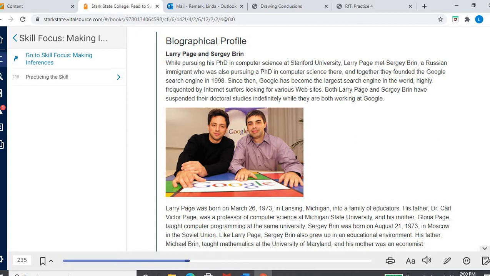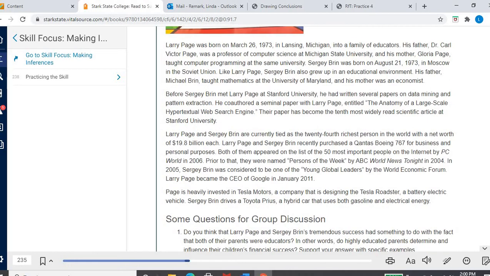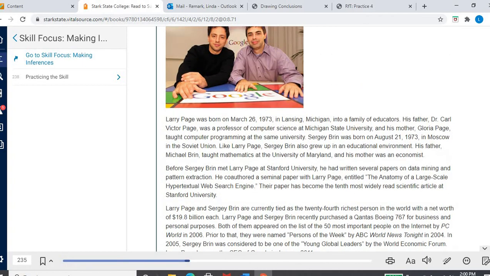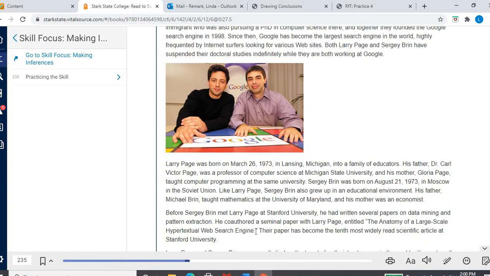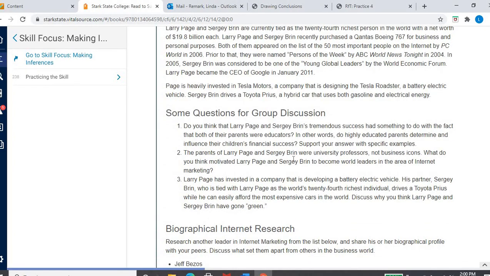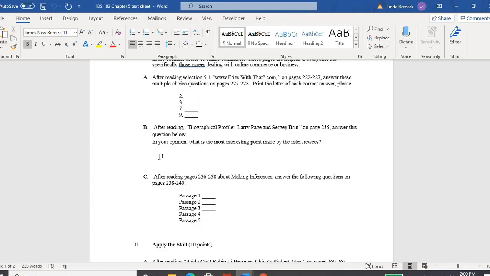What you're doing is you're going to read that biographical profile. It's rather quick. Something that always sticks out to me is just the fact that how successful these people are now and how much they're worth. Starting something that was not initially supposed to grow as big as it did. So after you read that, you're not going to answer any of the questions there. Don't pay attention to those. Your question for it is right here. In your opinion, what is the most interesting point made by the interviewees? So you're basically just telling me what was interesting to you. What was compelling, or what did you find maybe new or surprising? That's what you're filling out right there.